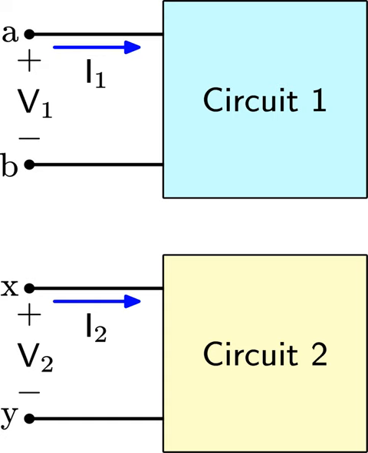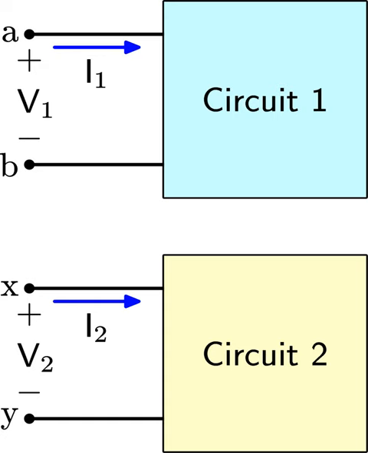If the two networks are equivalent with respect to terminals AB, then V and I must be identical for both networks. Thus, V_S = R I_S, or I_S = V_S / R.